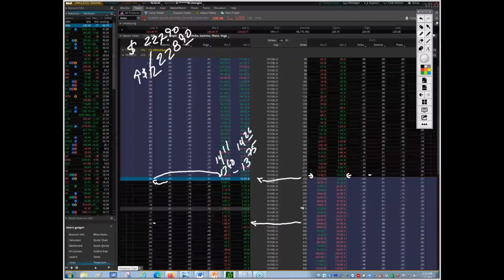And vice versa, if we were moving down, a negative move plus a positive delta would make that delta negative, and a negative move plus a negative delta, a negative plus a negative, makes that a positive delta. So if we start moving down, the puts start getting bigger, and the calls would start getting less valuable.